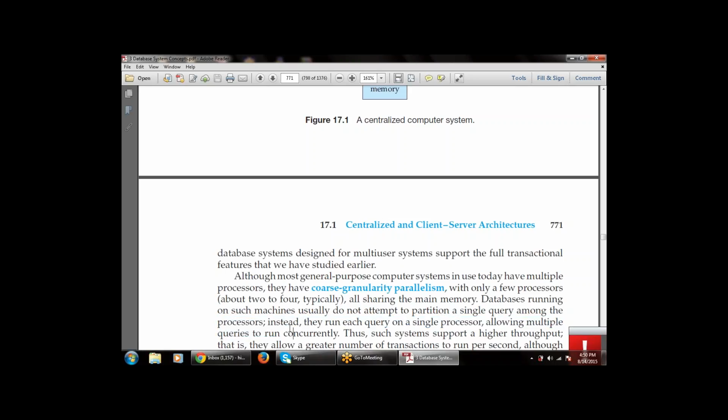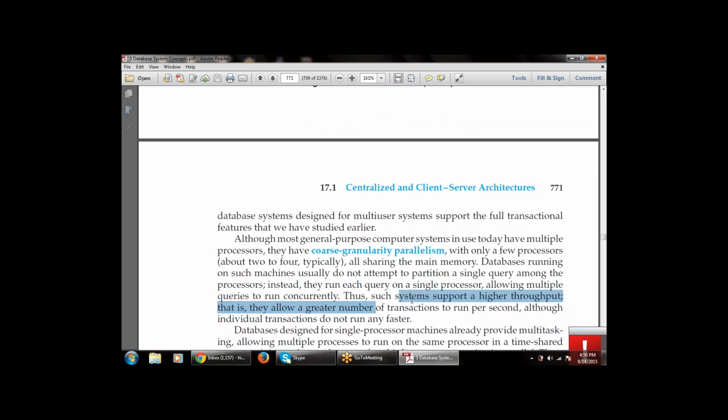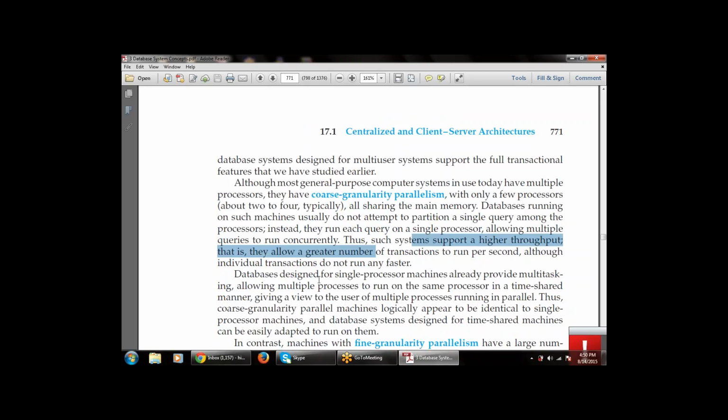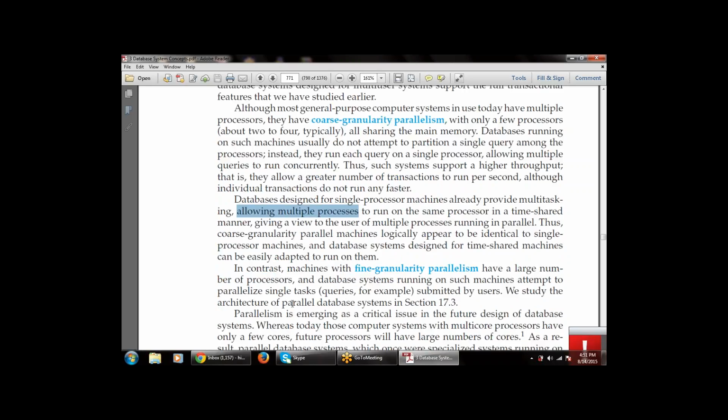That is, there are multiple processors and multiple queries, which allows the data to be accessed and run in a concurrent manner. Therefore, such a system supports high throughput, that is, it allows a great number of transactions to run per second. Individual transactions do not run any faster. Databases designed for single-processor machines already provide multitasking, which allows more than one CPU to be used for processing database work.